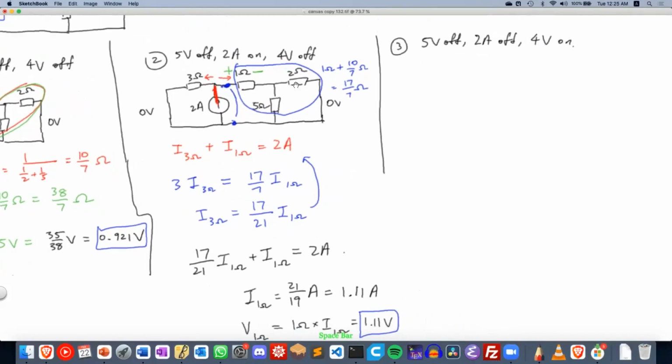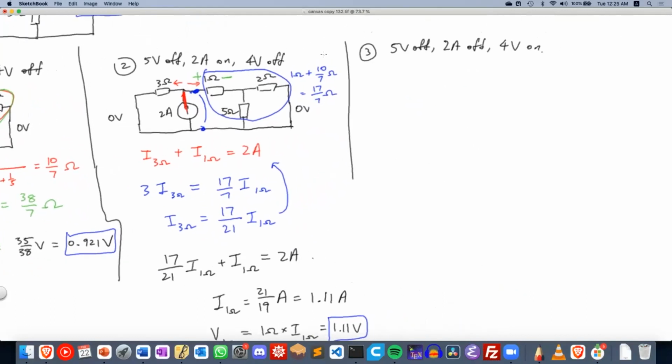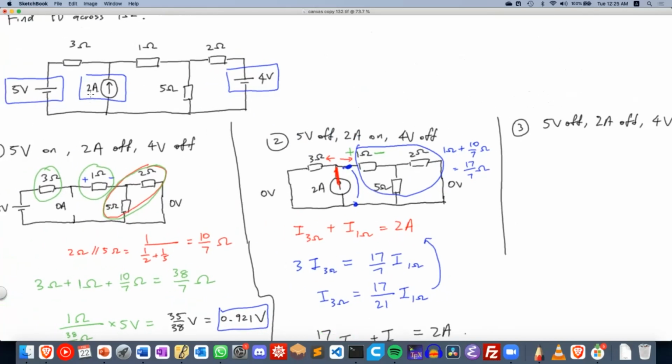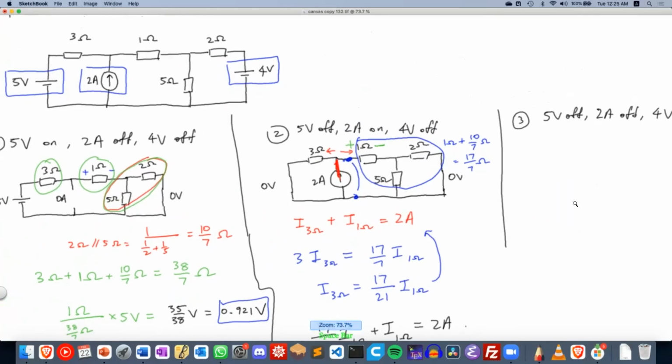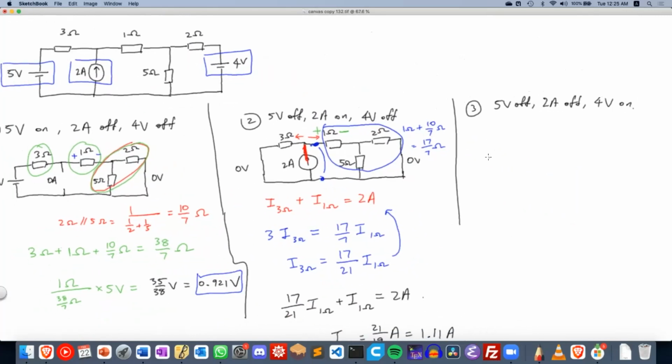Okay, so let's think of this last scenario where we have the 5 volt and the 2 ampere source off, right? So looking at this diagram, these two will be off, and the 4 volt one will be on. So what would that look like? The 5 volt one being off with a 3 ohm, and the 2 ampere is off, so it is open circuit. So 5 volt becomes 0 volts, 2 amp becomes 0 amp.